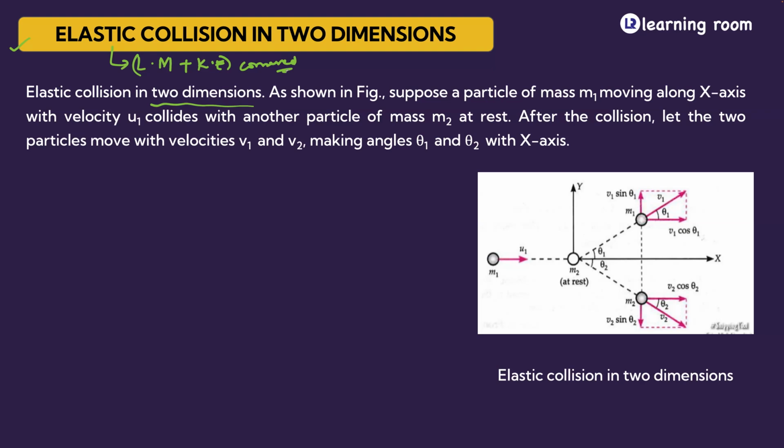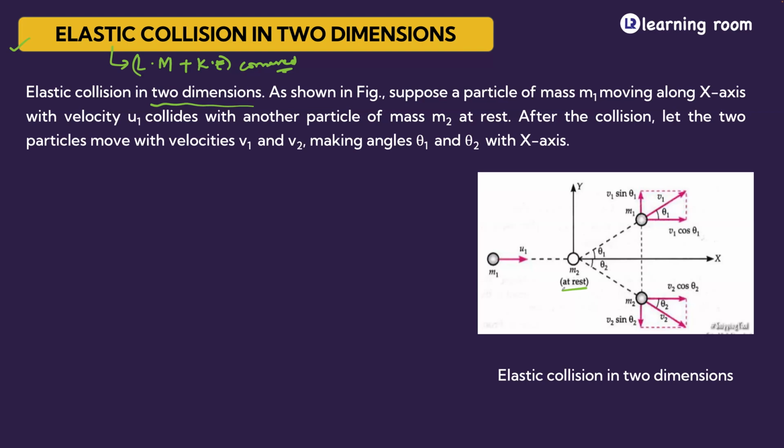So if you have a scenario like this, where there is an object of mass m1 moving with a speed u1 and it is colliding with another object of mass m2 which is at rest, after collision, with respect to the line of impact, m1 is moving making an angle theta 1 with respect to the horizontal, and m2 is moving making an angle theta 2 with respect to the horizontal. Basically, it is a line of impact.